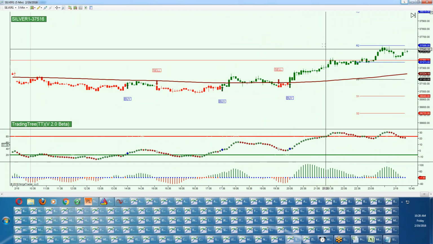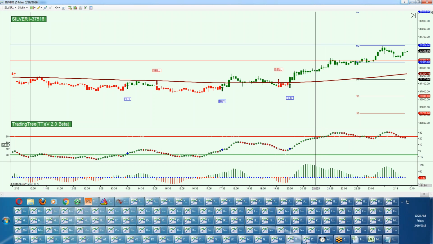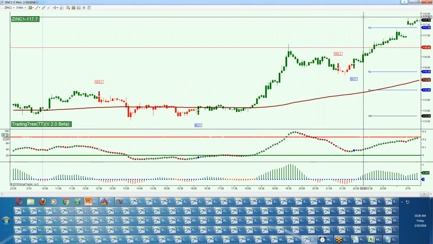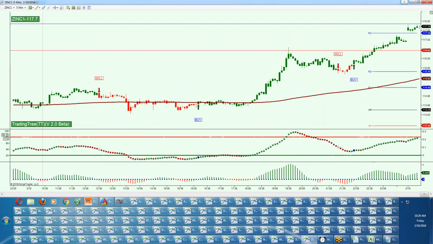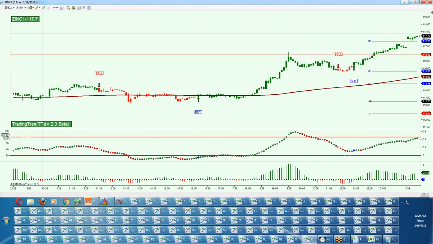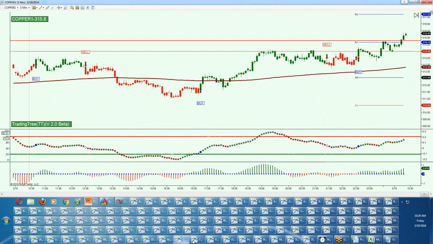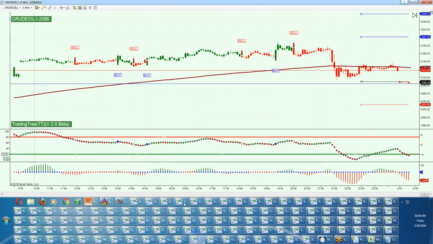Silver, you can enter above this R2, 37595. Zinc, you can enter here, 11785 or 90. So if you're doing commodities, it's very simple.